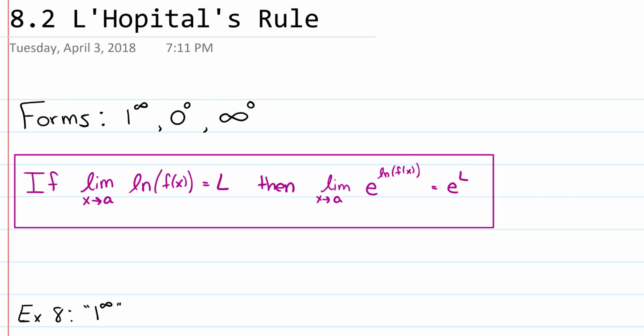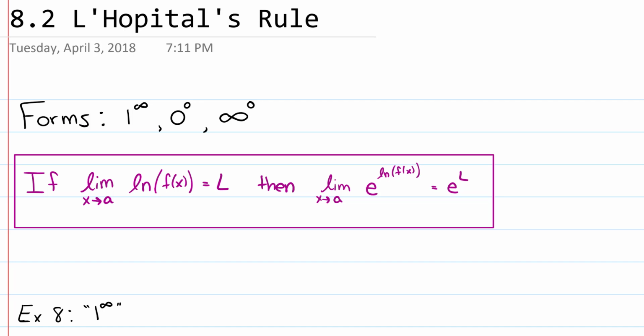So far in chapter 8.2, we've noticed if it's in the form of 0 over 0, we can use L'Hopital's rule. We've also seen if it's in the form infinity over infinity, we can use L'Hopital's rule. Now we're going to talk about some other indeterminate forms where we have to do algebraic rewriting before we can use L'Hopital's. These are forms that include 1 to the infinity power, 0 to the 0 power, and infinity to the 0 power.